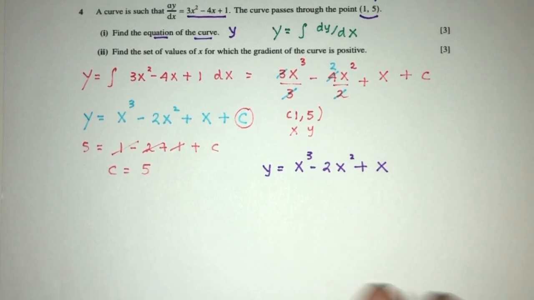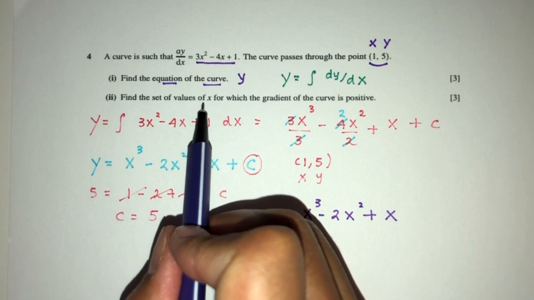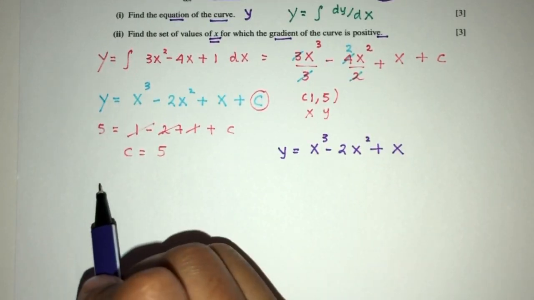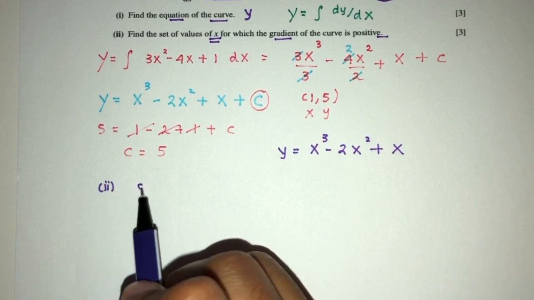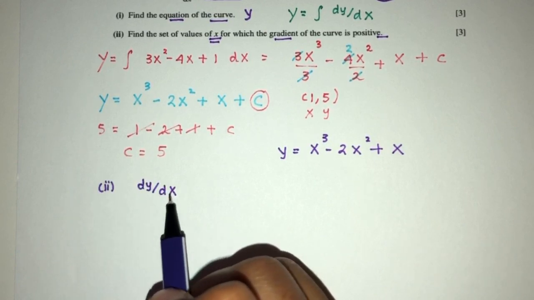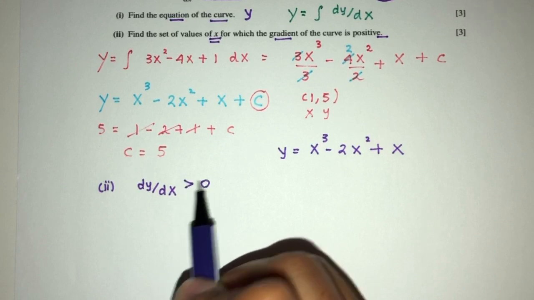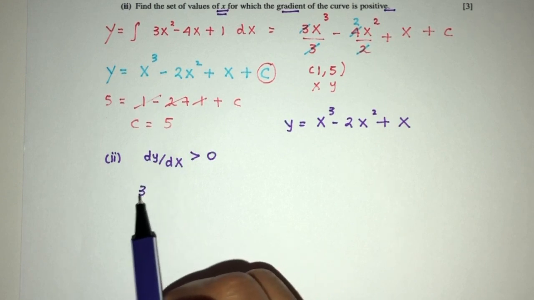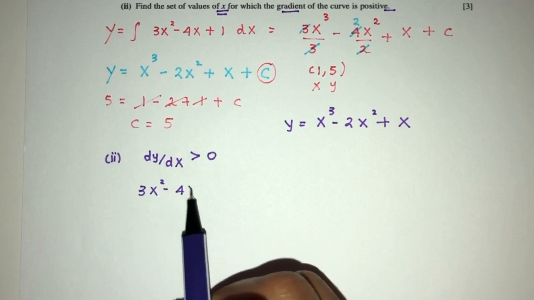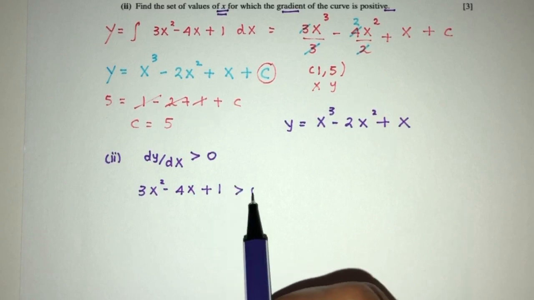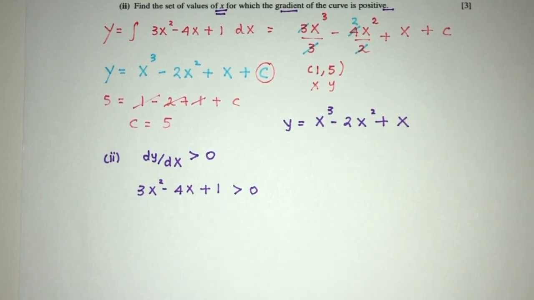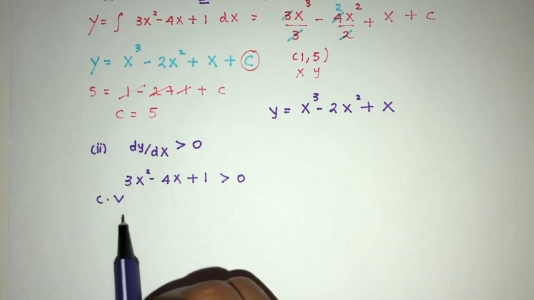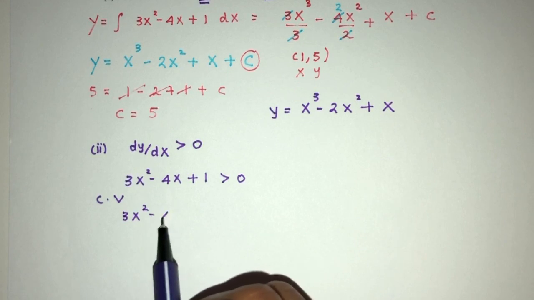Now for part 2, we have to find the set of values of x for which the gradient is positive. Now we understand the gradient is simply dy by dx, so we are trying to find the values of x for which dy by dx will be more than 0. So let's replace and find out. We know the value of this is given to you by 3x squared minus 4x plus 1 is more than 0. For this kind of equation, we have seen this many times in AddMath. We have to first find the critical values. So let's equate that equation to the value of 0.